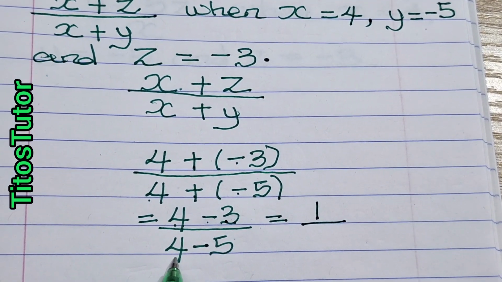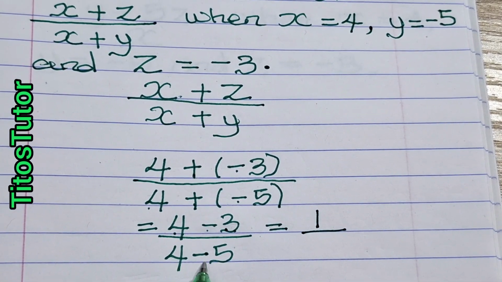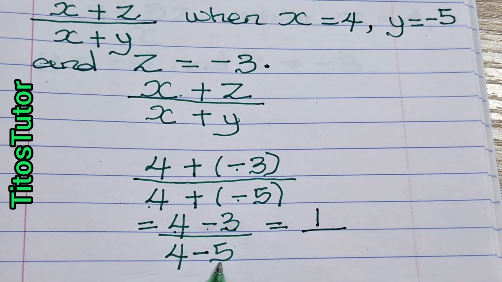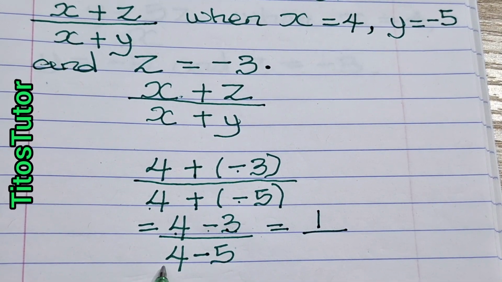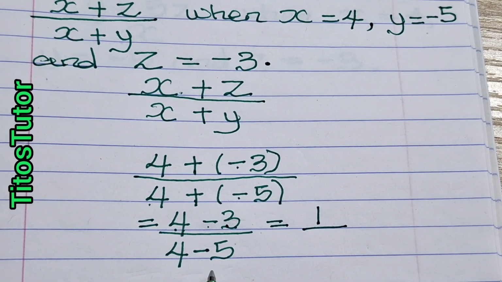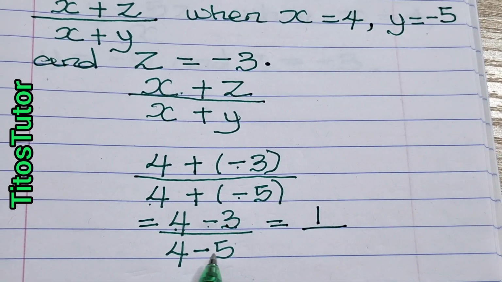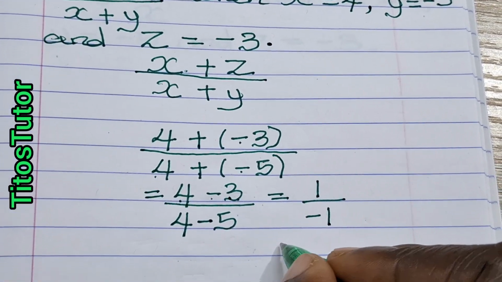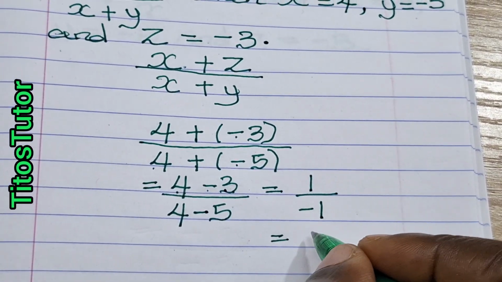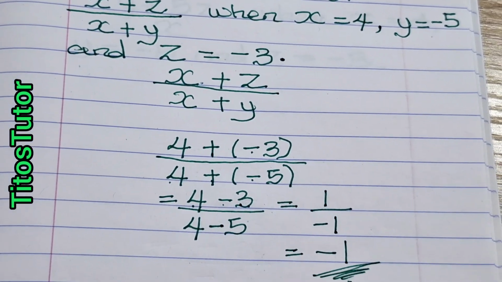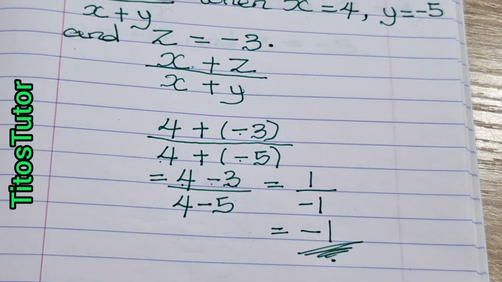So see, my denominator is 4 minus 5. 4 is positive, 5 is negative. So I'm going to subtract. 5 minus 4 is 1, but my answer is going to take the sign of the bigger number. And 5 is bigger and 5 is negative, so it will be negative 1. So final answer, 1 over negative 1 is negative 1. And you are done.